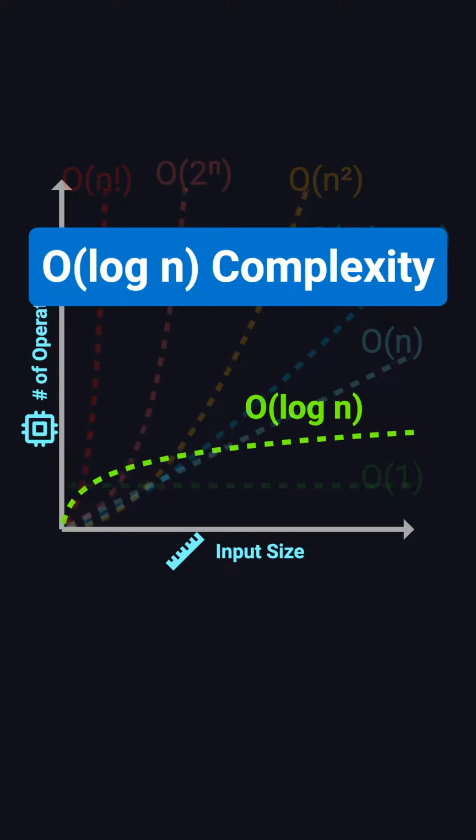Today, we're talking about another very important complexity class, O log n, also called logarithmic time complexity. In simple terms, O log n means that with each step, the data left to process is cut in half. That makes the algorithm grow very slowly, so even with huge amounts of data, it stays efficient.